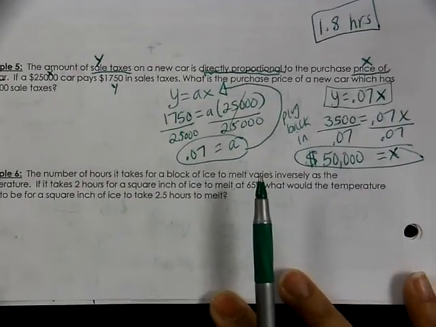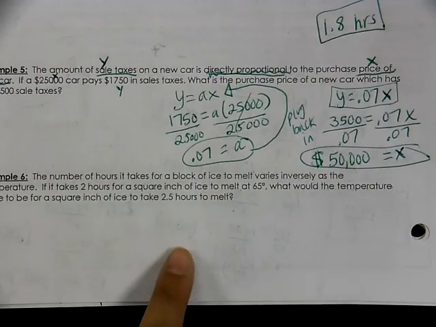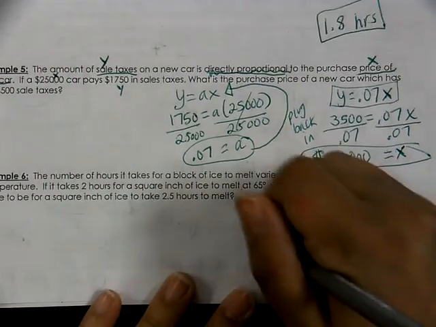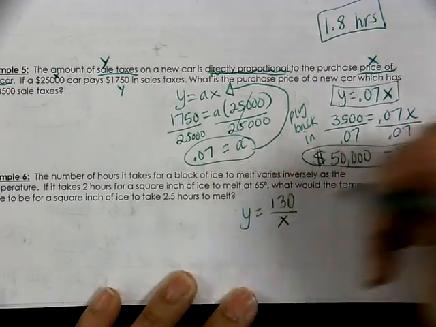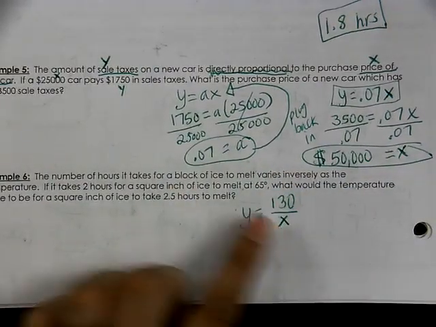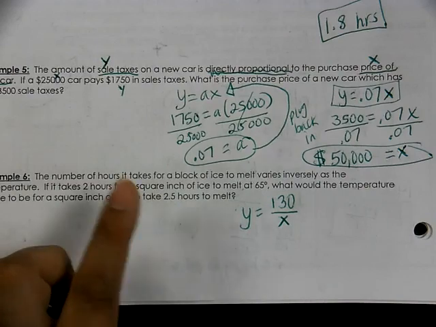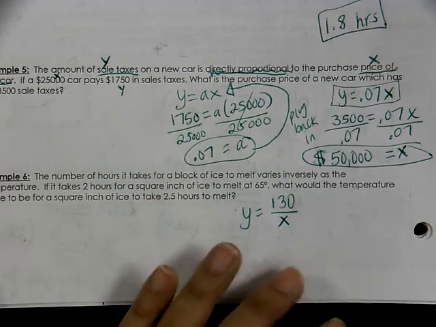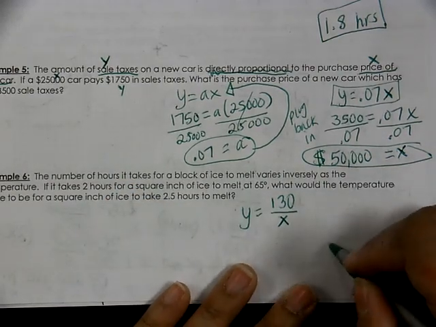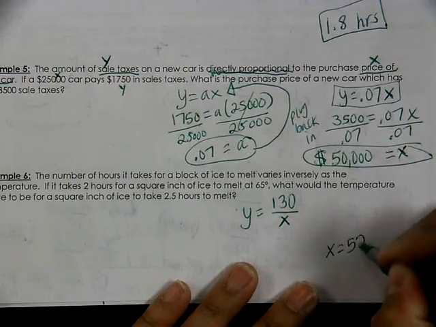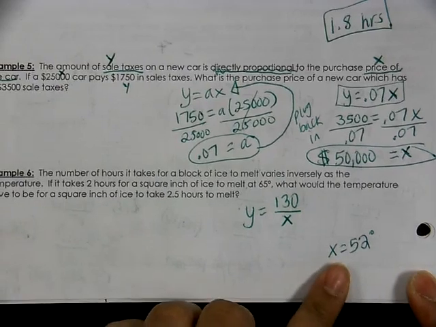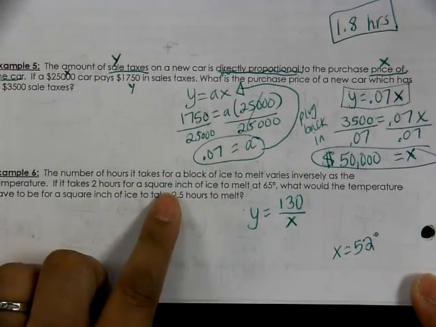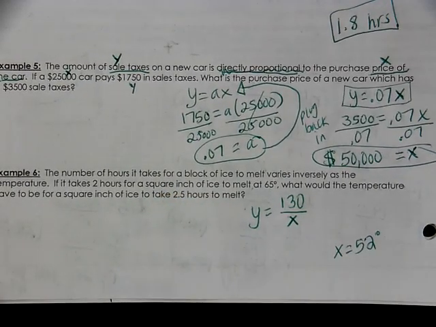All right, and then the last one, I'm going to go ahead and just write the answer. If you want to try it out, you can. y equals 130 divided by x is what you should get for the equation, it was an inverse variation one. And then once you start solving again, you get x is 52 degrees. That's the temperature that would be needed to melt 2.5 hours out of this block of ice.